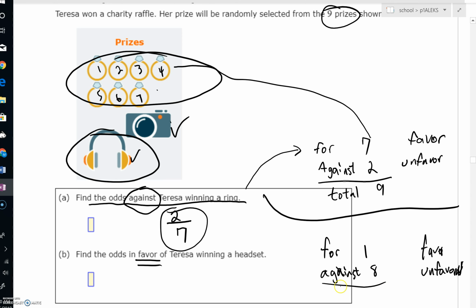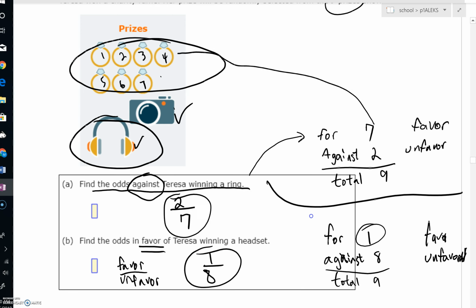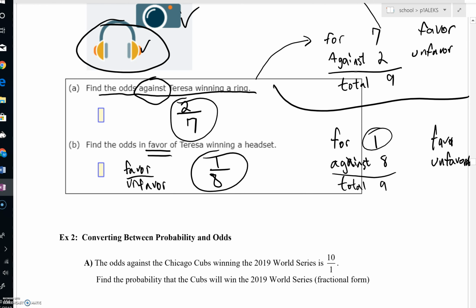So, of course, you still have a total. You add these two together, you get 9. But when you're going in favor, you want to have the favorable all over the unfavorable. What is good versus what is bad. So we want this to happen. That's a 1. How many ways can it not happen? That would be 8. So there's a 1 to 8 odds in favor of her winning a headset. And another way you could look at it, she would win 1 time. She'd lose 8 out of a total of 9.